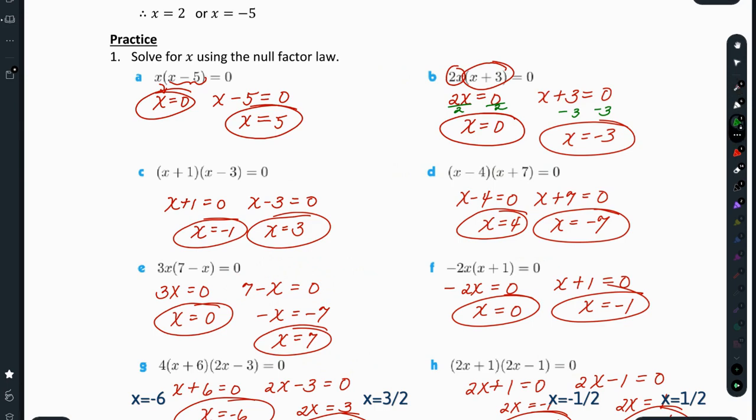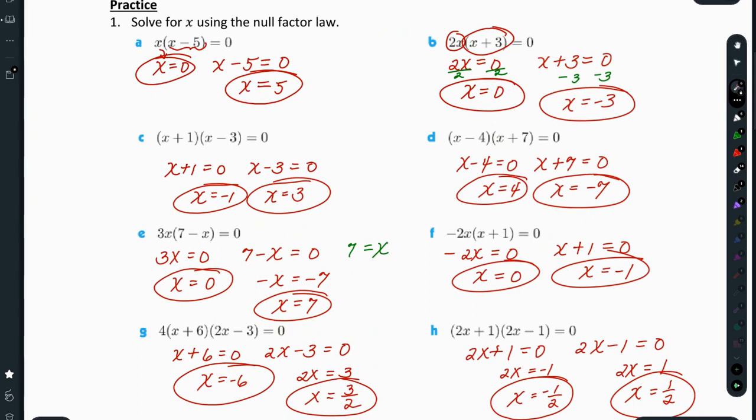I'll do that in green. You could have had 7 equals x and been done right there if you added x to both sides. Or if you did it the way I did it in red here, you subtracted 7 from both sides, and then you just divide both sides by negative 1. Either way, you're going to get x equals 7. So hopefully you're feeling good about all of those. If not, pause your video and ask your teacher a question.